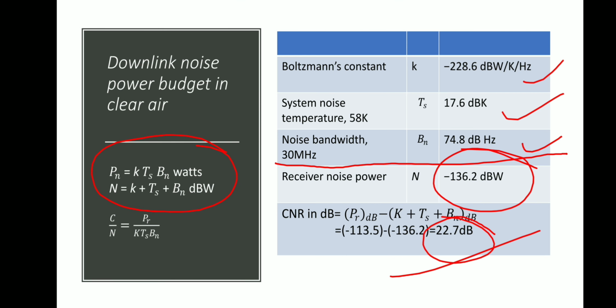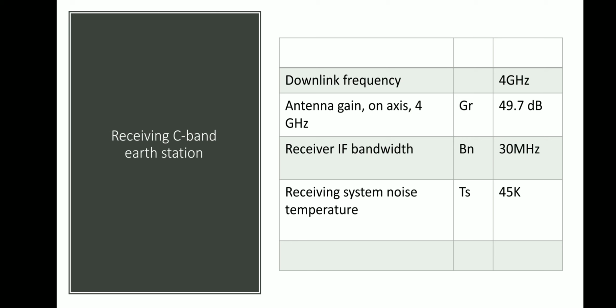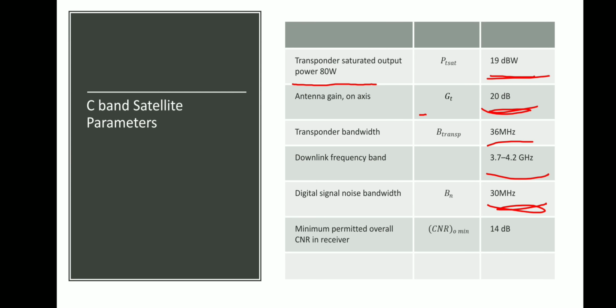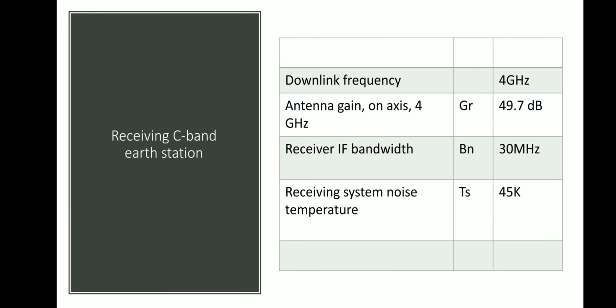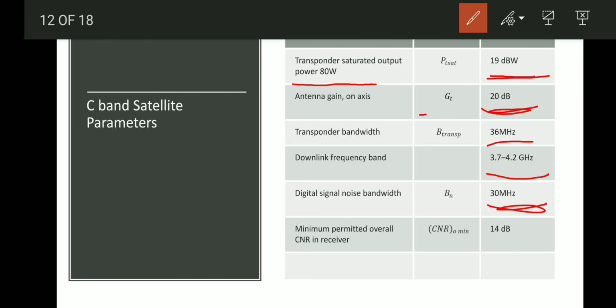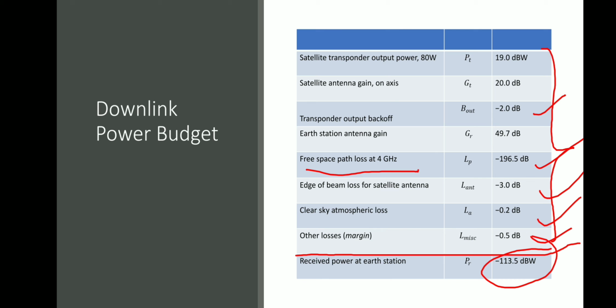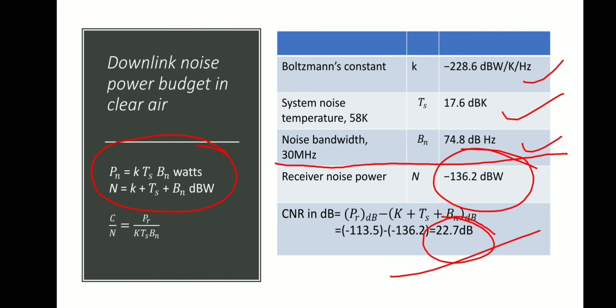And as we wrote in the first slide of this, we saw the minimum CNR. The minimum CNR was 14 dB, and in this question we are getting 22 dB. So this is not a case of outage. We are able to receive the signal with a CNR which is more than the minimum CNR permissible.